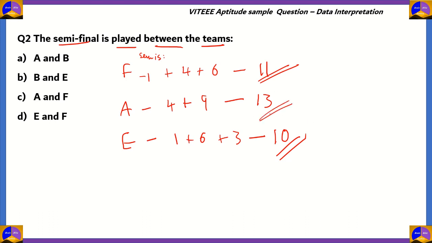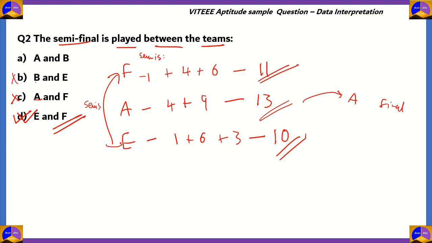Now, the team with the maximum number of points goes to the final. So A is in the final directly. That means E and F have to play the semifinals. So therefore, option D, E and F is the correct option. Option C is incorrect because A moved to the finals.